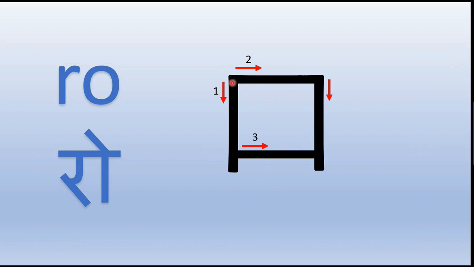So I repeat, first will be this vertical line. This is the first stroke. Then the second stroke will be the horizontal up to here and then vertical up to here. And then the third stroke as vertical. So this is katakana ro.